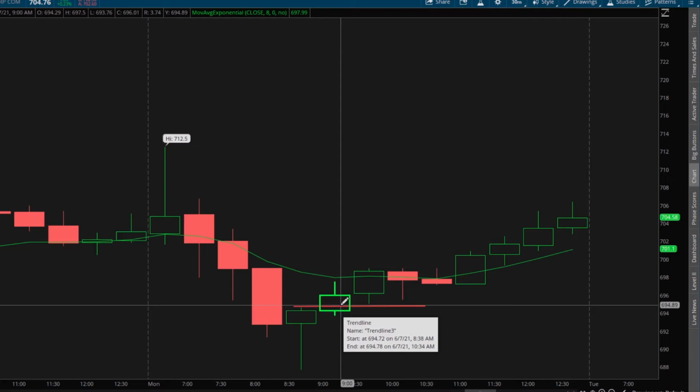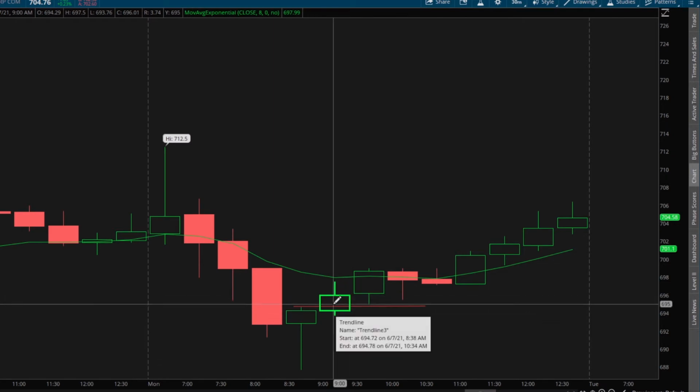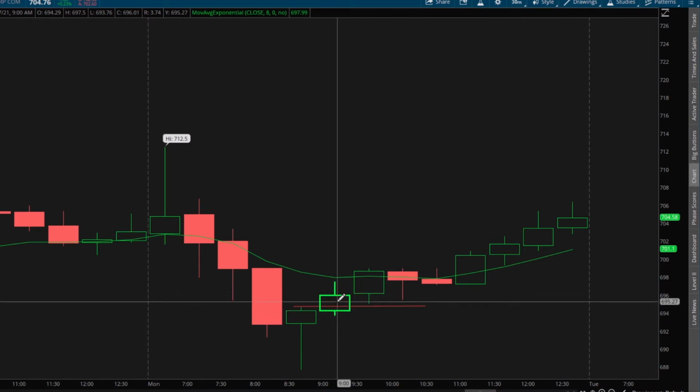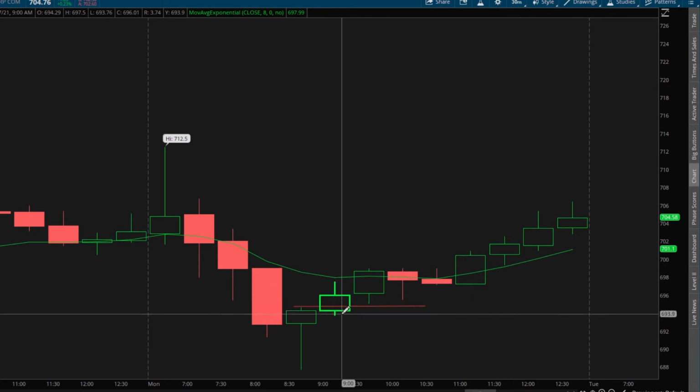So you would possibly go in at 694.98, 694.89. Got it? Because it surpassed that. Immediately set your stop at that candle's low. You want to get out with as little blood as possible.